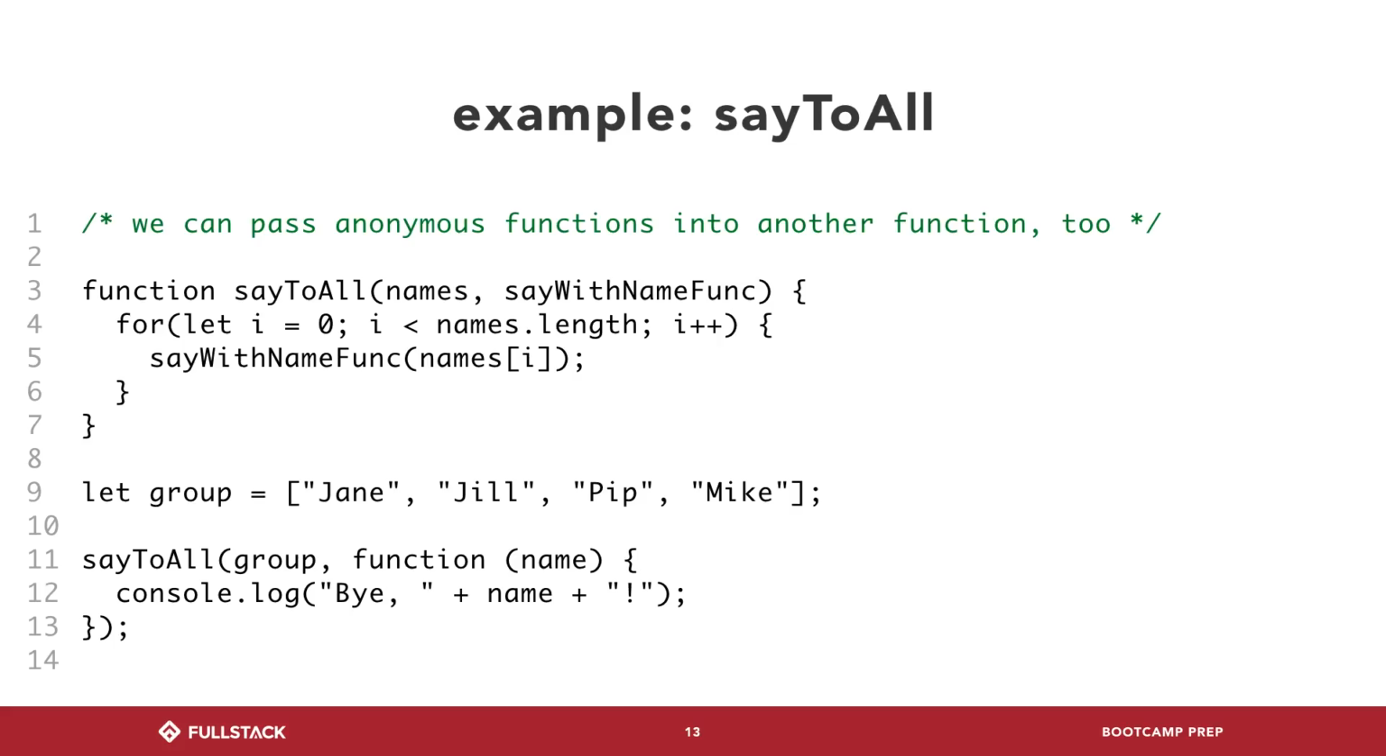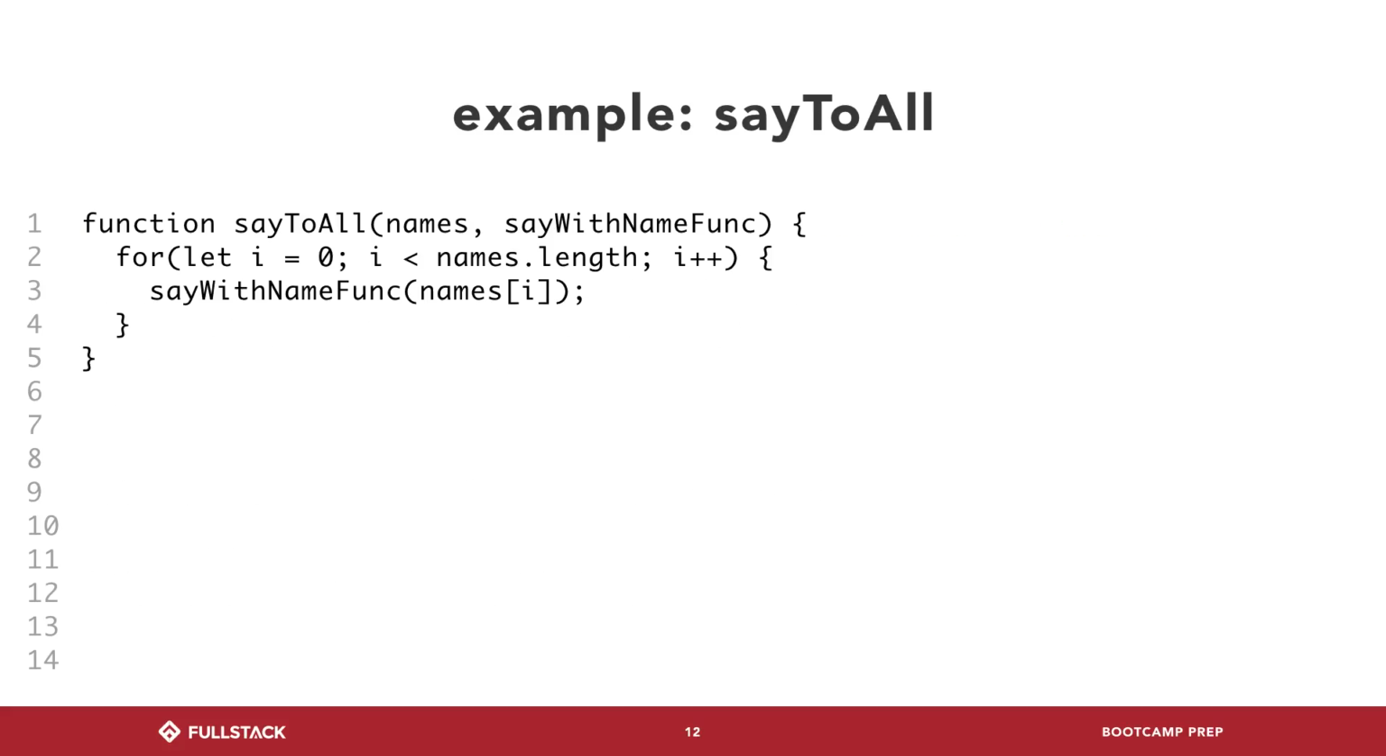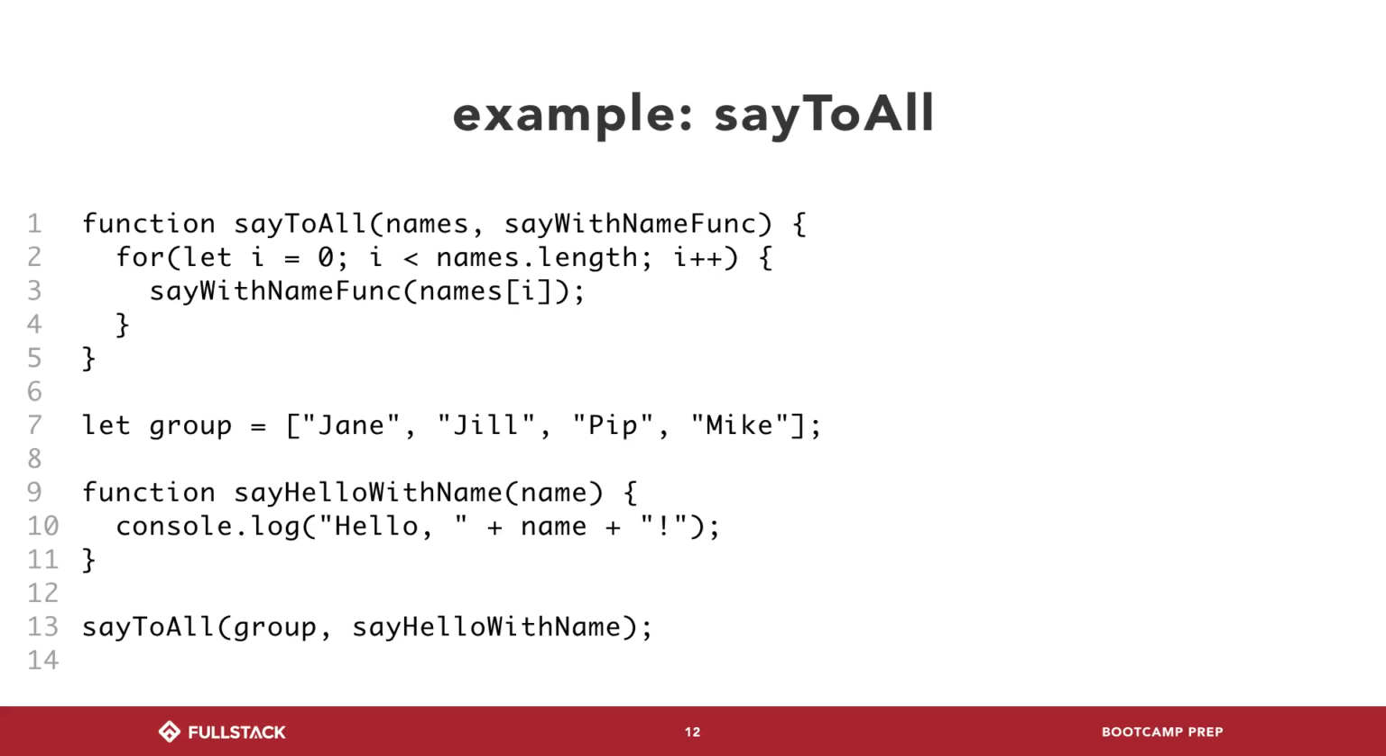Okay, so this is literally identical to the previous slide that we just saw, except whereas before we created this function and gave it a name, let's go to the slide. So this is the previous slide. Notice how lines 9 through 11, we create this function and we call it say hello with name. And then we pass in say hello with name down here.